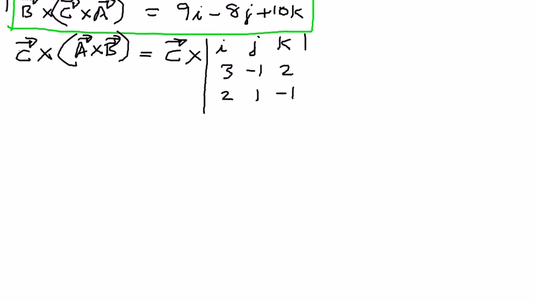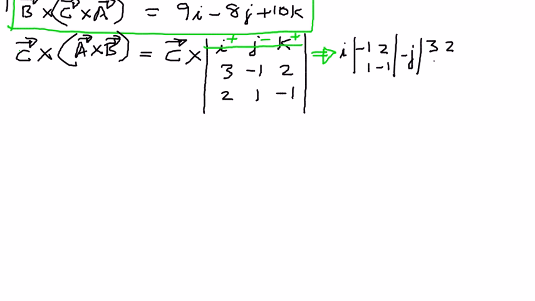So if we were to expand along the first row, the sign convention we're going to use is positive, negative, positive. And when we expand this, it's going to look like this. i, the minor of that is negative 1, 2, 1, negative 1, minus j, the minor of that is 3, 2, 2, negative 1, and then plus k, the minor of that will be 3, negative 1, 2, 1.